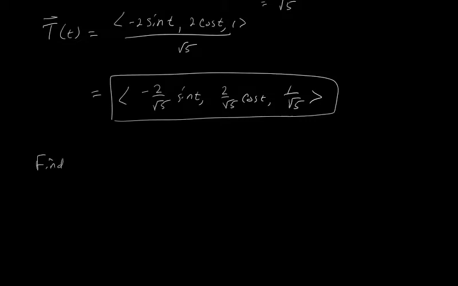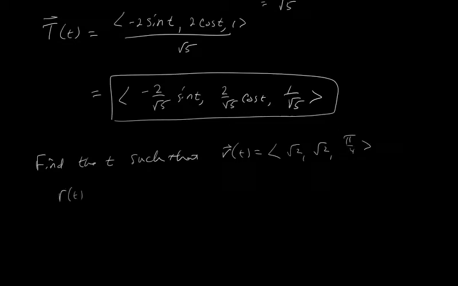Now we have to find the t such that r of t is equal to, and I can leave that as a vector, root 2, root 2, pi over 4. Let's go back to r of t then. r of t was equal to 2 cosine t, 2 sine t, t. That makes this pretty simple. That means that t is equal to pi over 4. What I'm doing here is looking at the z components. The z component is pi over 4. t is the z component, so t is equal to pi over 4. That was pretty straightforward.